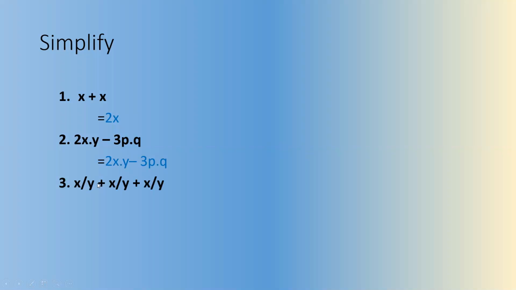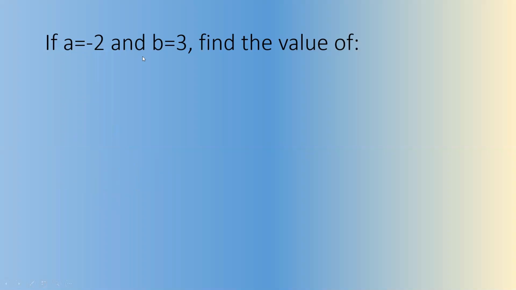Now here, x upon y, 1x upon y, 1x upon y, 3x upon y are adding together. Okay? Here you can see that the same term is going to be added. So can we add these 3 terms? Yes, exactly. We can add these 3 terms and we get the answer 3x upon y. Okay? 3x upon y.